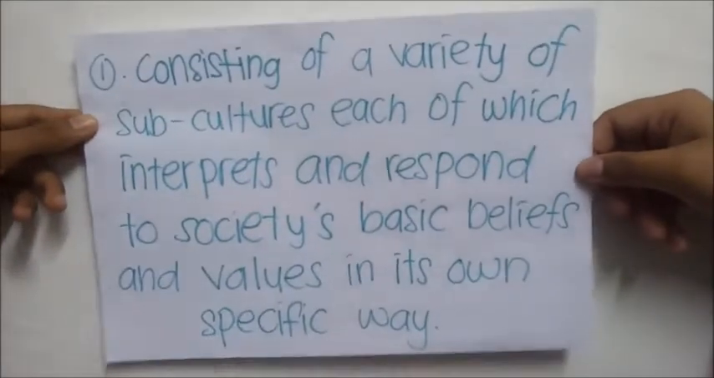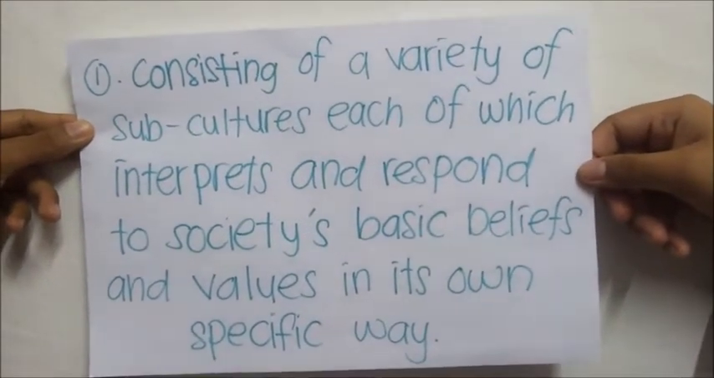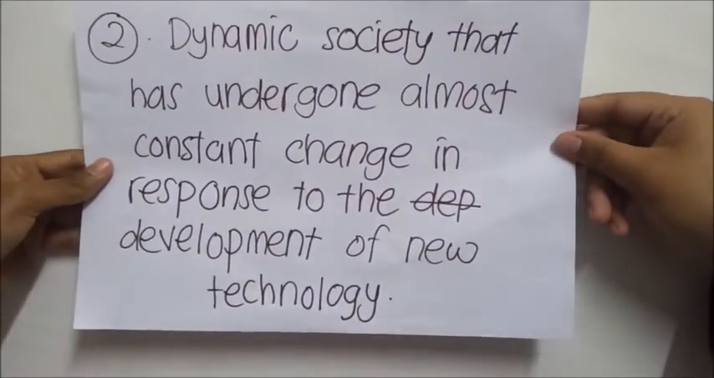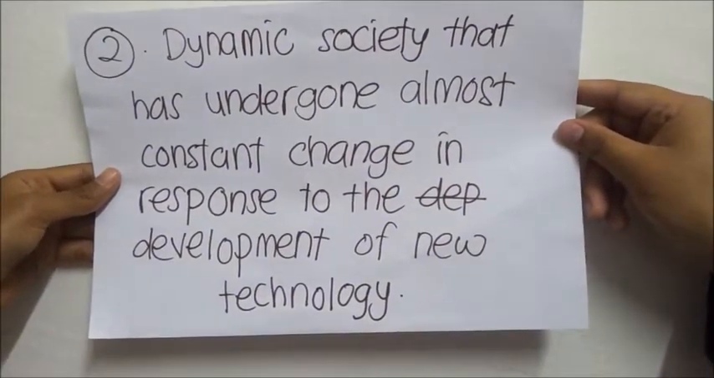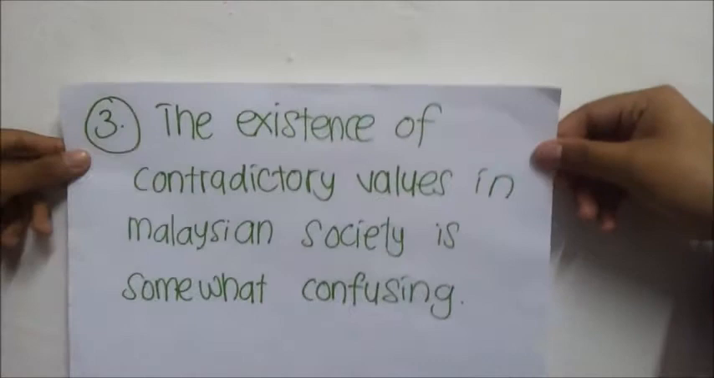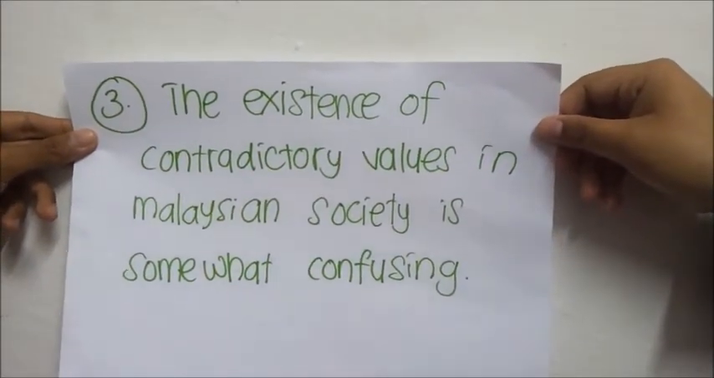Malaysian society. First, it consists of a variety of subcultures, each of which interprets and responds to society's basic beliefs and values in its own specific way. Second, it is a dynamic society that has undergone almost constant change in response to the development of new technology. And the last, the existence of contradictory values in Malaysian society is somewhat confusing.